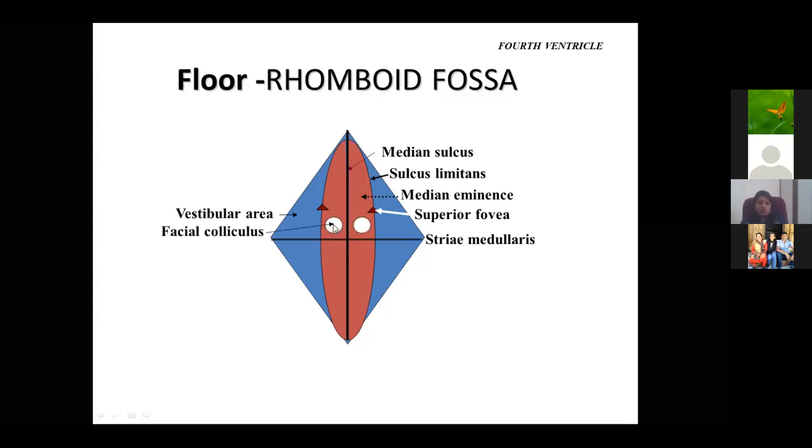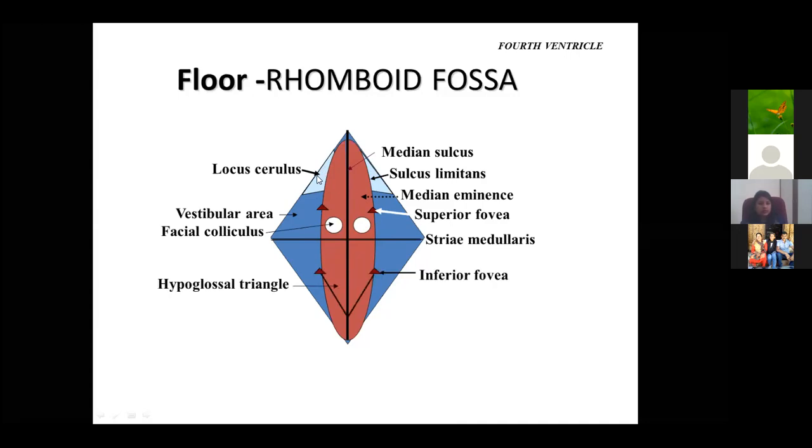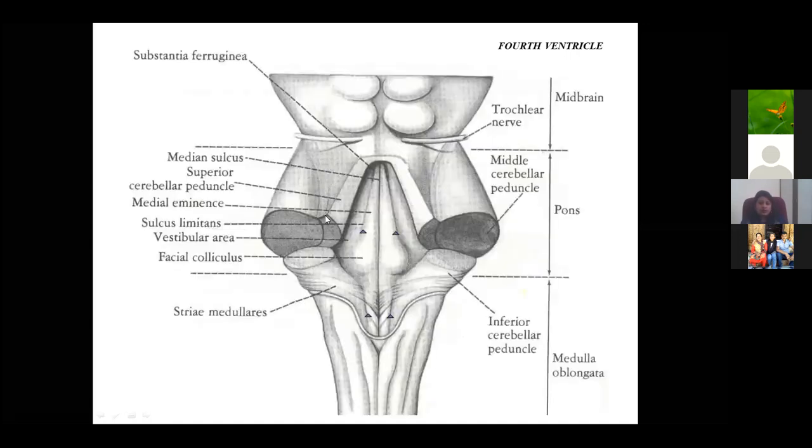Then the facial colliculus is nothing but the facial nerve winding around the abducens nerve nucleus. Then you have the locus coeruleus, a bluish colored area, rich in neurotransmitter. Then in the lower part, that is the medulla, you find the hypoglossal triangle, then the vagal triangle, and the area postrema, which is the most inferior part, a cone-shaped structure which functions as the vomiting center. So the same thing you can see in the floor with the median sulcus.